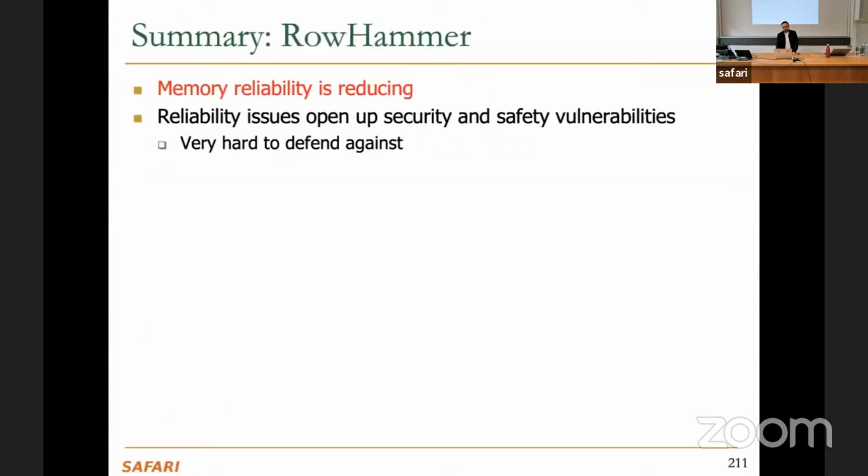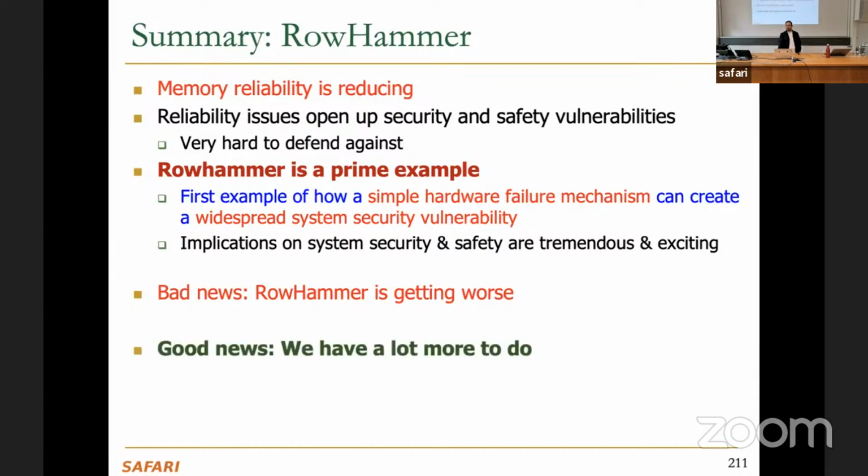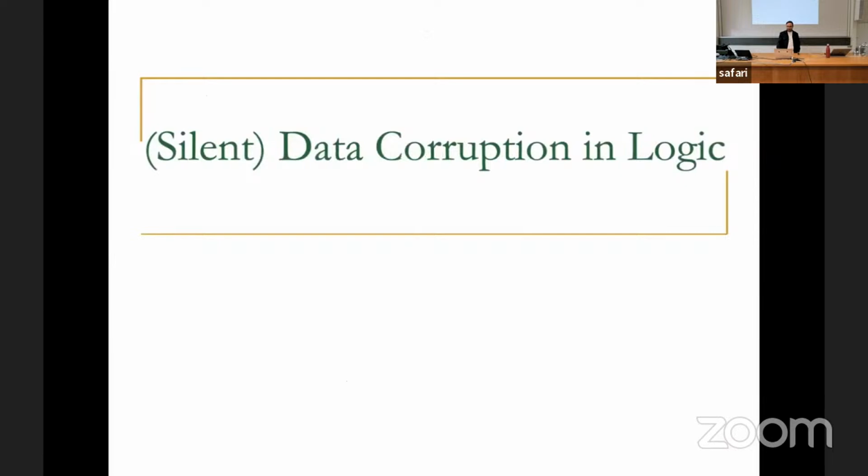In conclusion, memory reliability is reducing. RowHammer is a prime example of that. And it's the first example how a simple hardware failure mechanism can be exploited and become a widespread system security problem. Bad news is RowHammer is getting worse. And good news is we have a lot to do. So if you're curious, we have a lot of infrastructure available. You can come work with us.